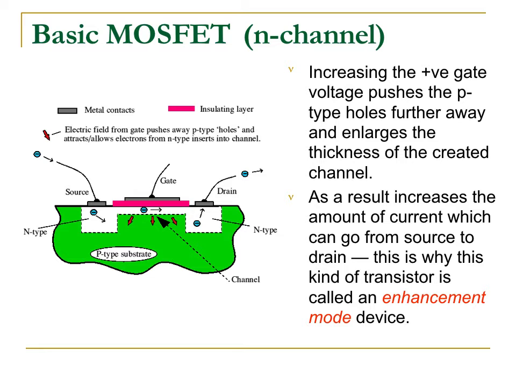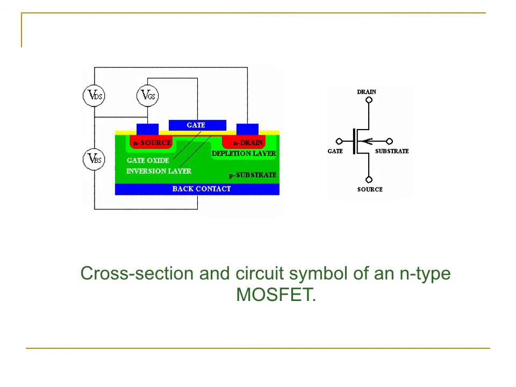So what is this channel? Where is this channel created? We'll discuss all these things a little briefly. So this is what happens in an n-type channel. This is a schematic, again a schematic of a MOSFET.